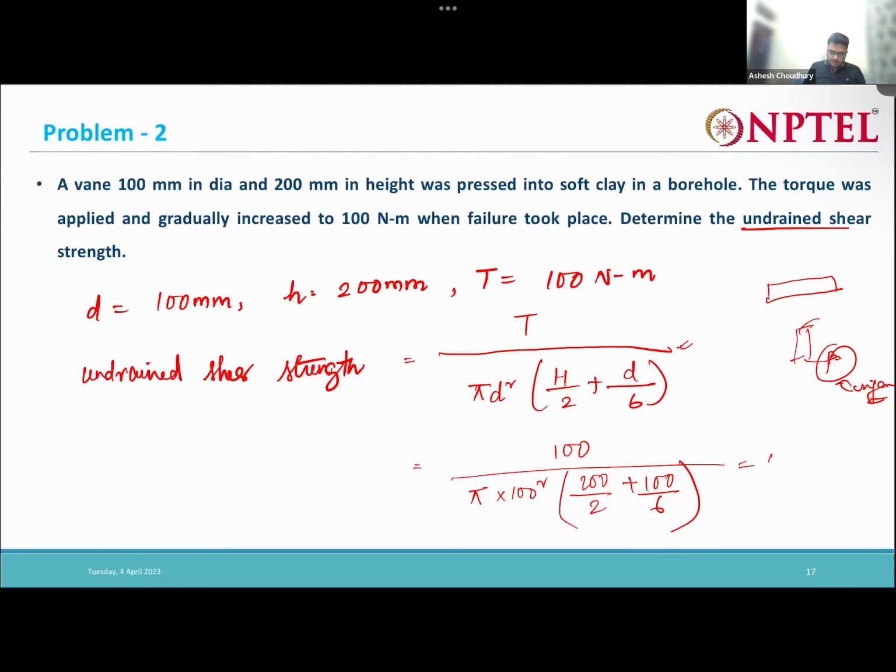So this is coming as 0.02 per square. So it's very less, 2.73, you can say, kPa, very less. Okay.